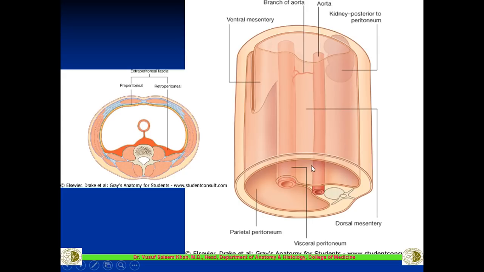Most of the organs in the abdomen are from the dorsal mesentery because they are invaginating into the peritoneum from behind. But except the liver, which will be invaginating from the front. This is the only part where we have the ventral mesentery, where the liver will be invaginating into the peritoneum. So it will also be covered by the peritoneum.